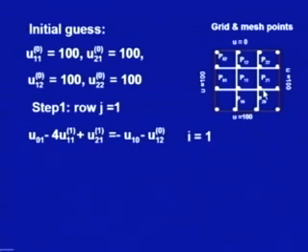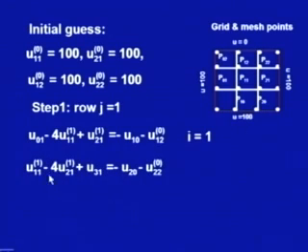Similarly, if I go for the second point, that is i is equal to 2, u 2 1, I do get it from here u 1 1, since this is an internal point, minus 4 u 2 1, this is also an internal point, plus u 3 1, this is a boundary point. So, we are taking u 3 1 as such, minus u 2 0, this point, this is also a boundary point, minus u 2 2, this is an internal point, so initial guess 0. Now, this is for the second, i is equal to 2.